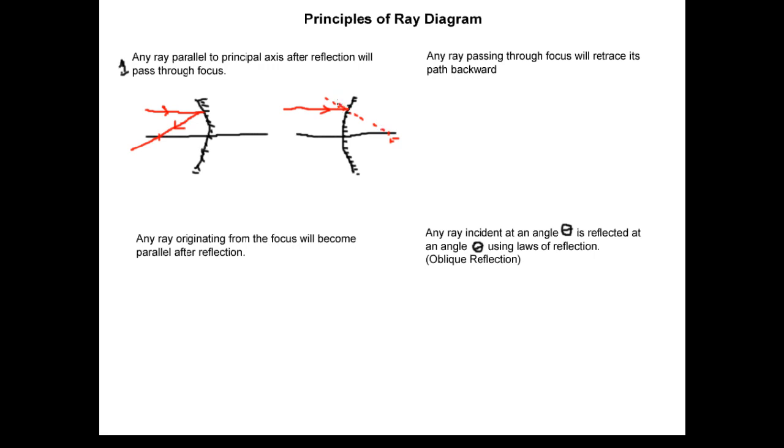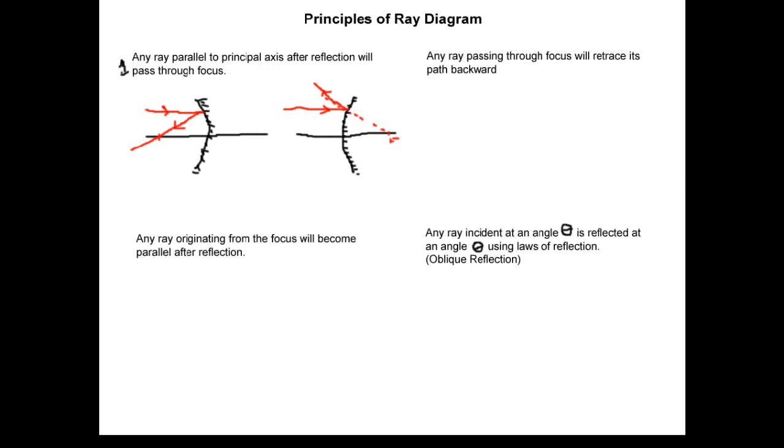So this is the first law: any ray parallel to the principal axis, after reflection, will pass through the focus. You can see in the case of the convex mirror also, the paraxial ray, after reflection, is getting diverged. However, the ray seems to appear to be coming from the focus. Now for the second law, which is the opposite of the first law.